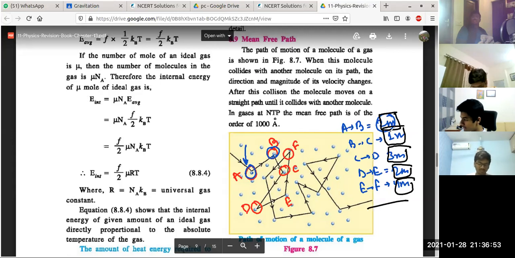What is the average of these? 2, 1, 3, 3, 3, 6, 6, 2, 8, 8, 4, 12, 12 divided by 5. How much is 12 by 5? 12 by 5 is 2.4, right? Yes. Okay. 2.4 is the mean free path of this gas molecule from A to F. Okay, understood? Did everyone understand the concept of mean free path? Yep.